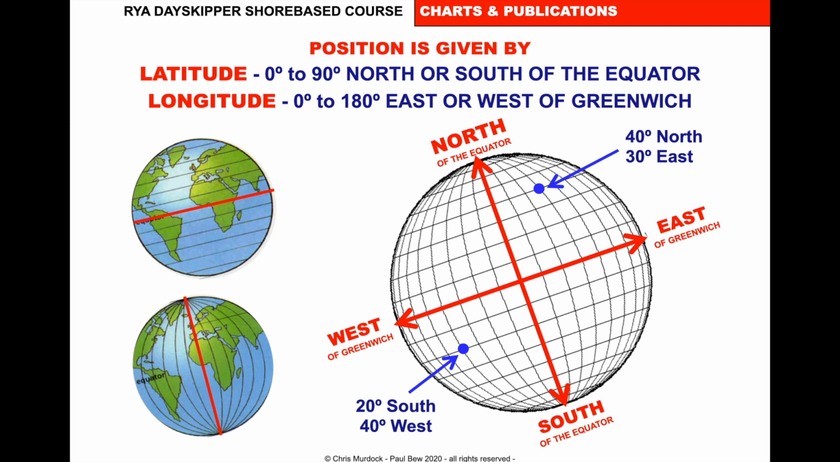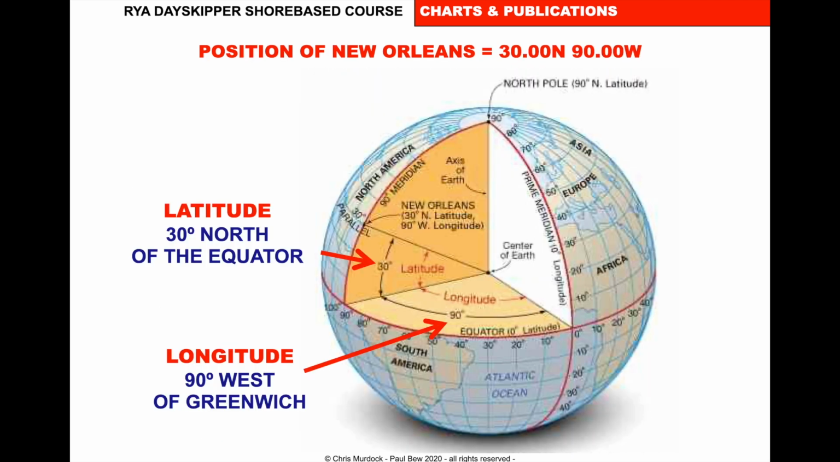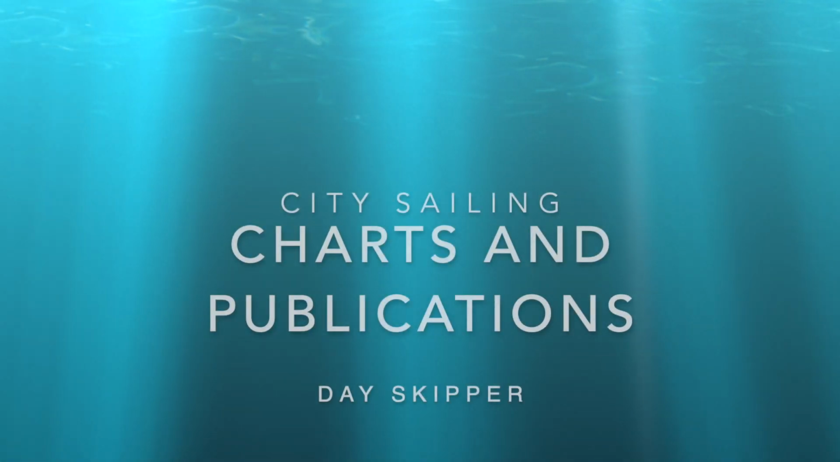We can work out our position anywhere in the world, north or south of the equator, and east and west of Greenwich. So if we look at the position here of New Orleans, which is 30 degrees north and 90 degrees west, we can go 30 degrees north of the equator on the line there, and then we'll go 90 degrees west from the Greenwich meridian, and where these two meet will be the position of New Orleans.